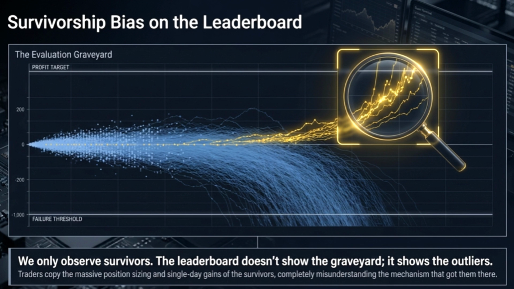So people start copying what they see. Huge single day gains, extreme aggression, massive position sizing, and they misunderstand the mechanism. The winners didn't necessarily have magical market prediction. They simply positioned themselves where rare favorable outcomes could create disproportionate returns.